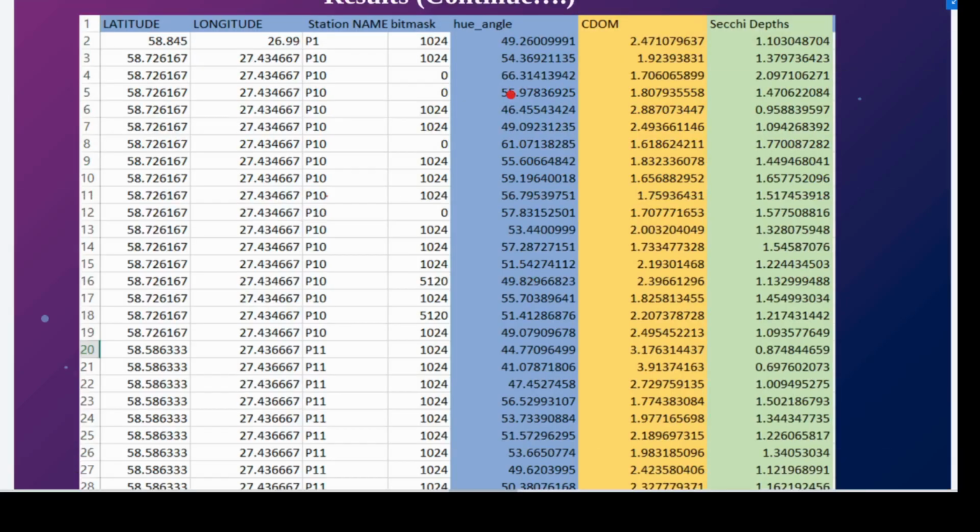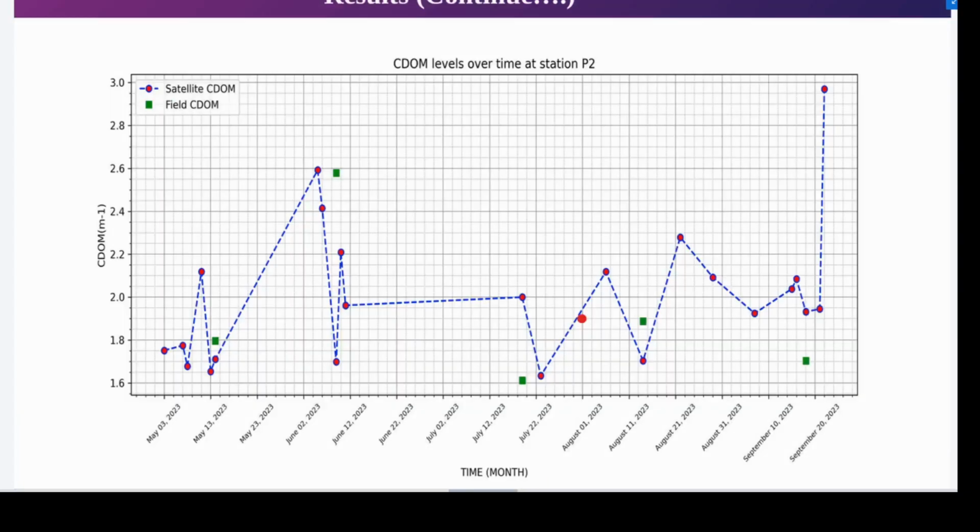So by using the equation that I showed in the previous slide, I calculated CDOM and Secchi depth for the data of 2023, and then I plotted the CDOM and Secchi at various stations. As I told you before, I had 23 stations from where the data was collected. But for convenience, I will show two stations here.